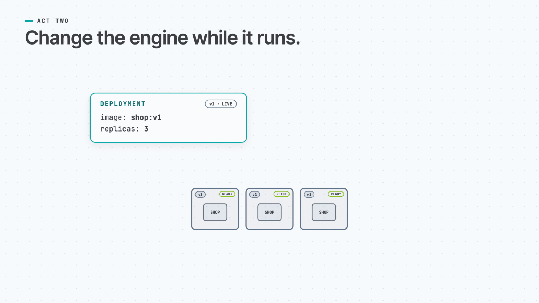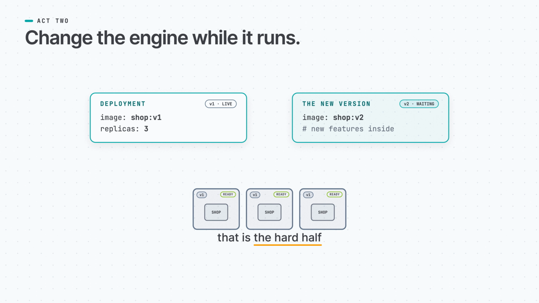So copies are handled. But keeping 3 copies was the easy half. Here is the hard half. Version 2 is ready, and your customers are inside the shop right now. How do you change the engine while it is running?